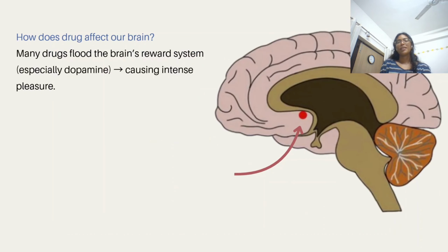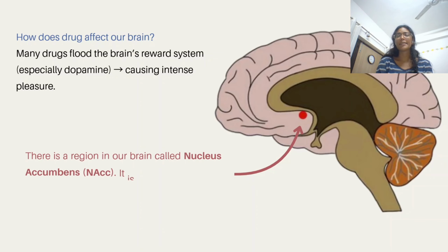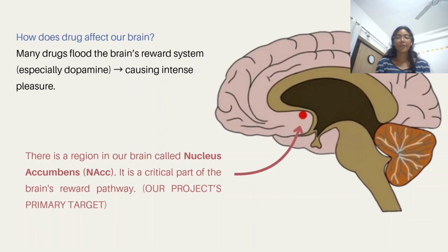So another question can be, how does a drug exactly affect our brain? When someone takes a drug, it releases dopamine, and dopamine is our happy hormone, so it causes immense pleasure, and that is why people fall into such addictions. They more frequently use it to get such a dopamine hit. There's a particular region in our brain called the nucleus accumbens, NAcc. It is a critical part of our brain's reward system, and this will be our project's primary target, so we'll keep this in mind.